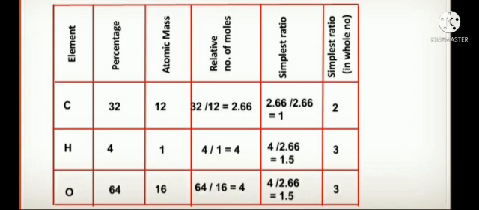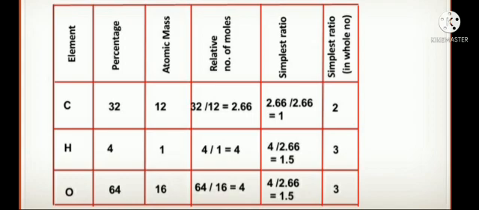In the first column, you have to write the name of the elements which is given in the question. You have to write the name or symbol of the elements. In this question, there are three elements, namely carbon, hydrogen and oxygen. Write the symbol of the element. Carbon, the symbol is C. Hydrogen, the symbol is H. For oxygen, the symbol is O.